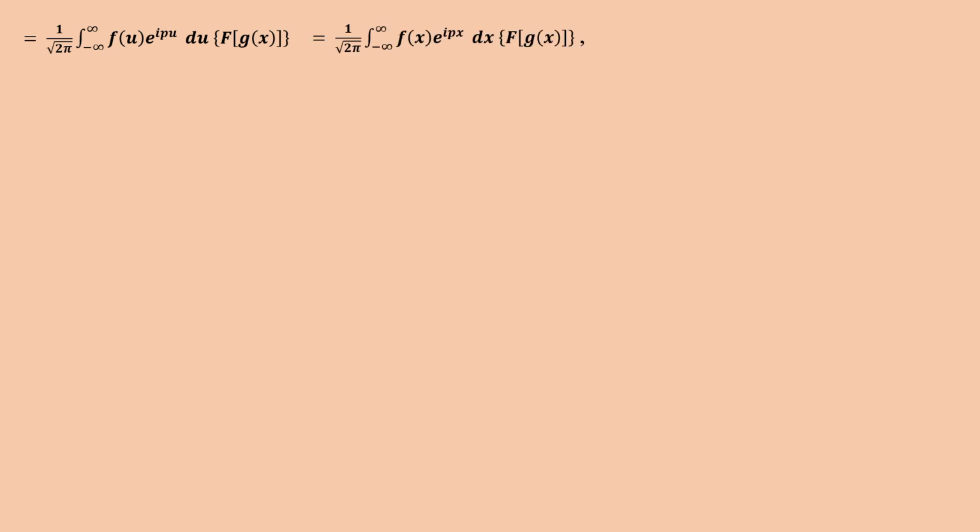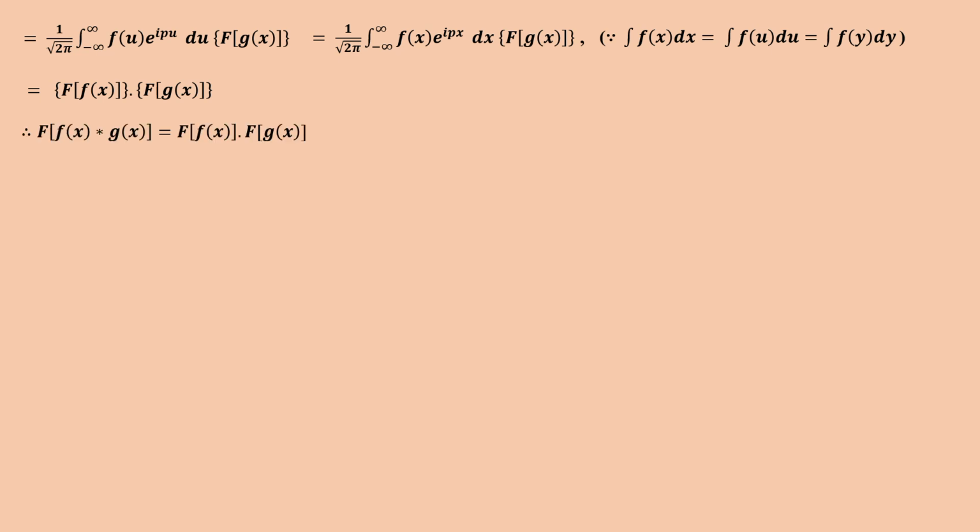So 1 by root 2 pi integral from minus infinity to plus infinity, again we are changing the variable, instead of u you put x, f of x e power ipx dx. That is nothing but the Fourier transformation of f of x, the first one, right. So Fourier transform of f of x into Fourier transformation of g of x. Therefore the Fourier transformation of the convolution of f and g is equal to the Fourier transform of f of x into the Fourier transform of g of x, which is to be proved.